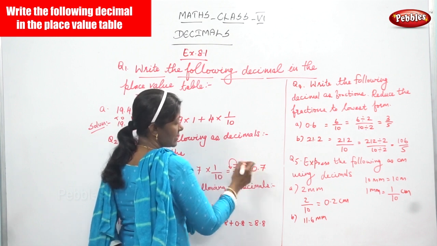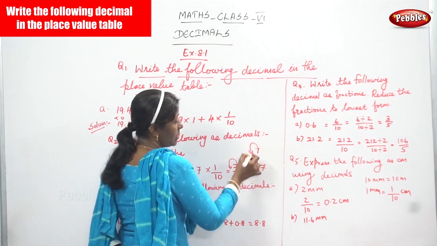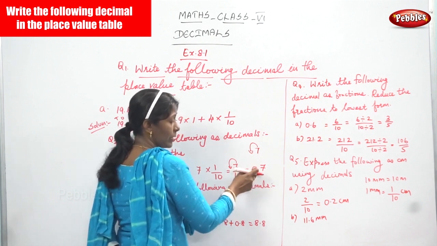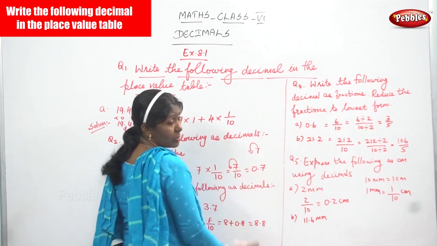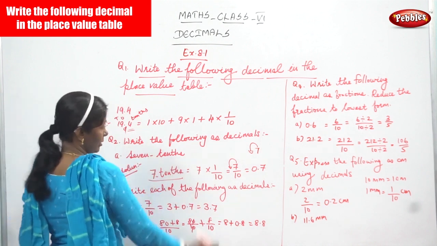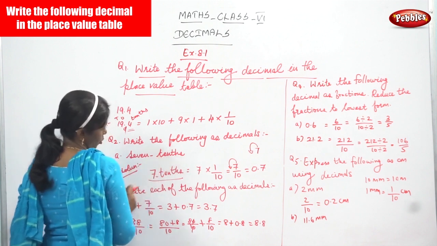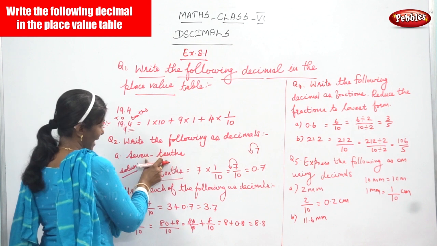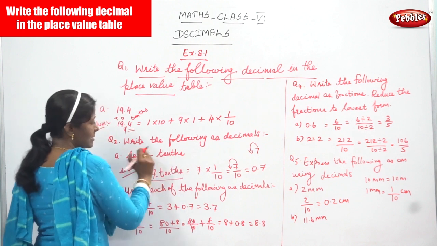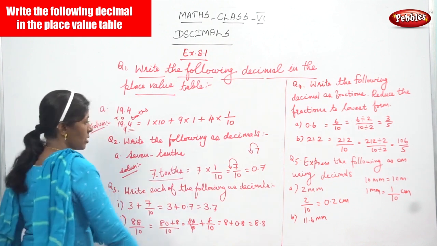So the 7 digit moves to this side. In this place you have to put a point, and this is called the decimal point. In front of the decimal you have to add 0. So you get 0.7. This is the right methodology. This is the way you convert a fraction into a decimal. 7 tenths is actually a decimal value, but they have given the written form. First you make it a fraction, then convert it to a decimal. So the answer is 0.7.